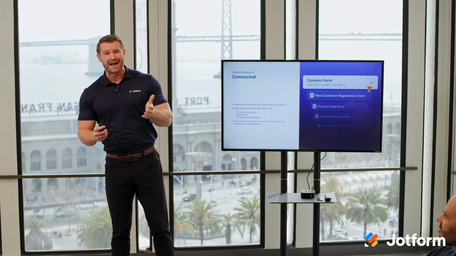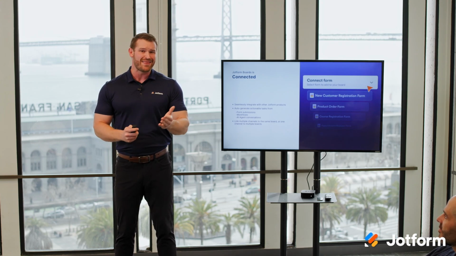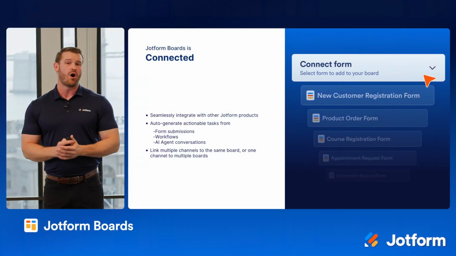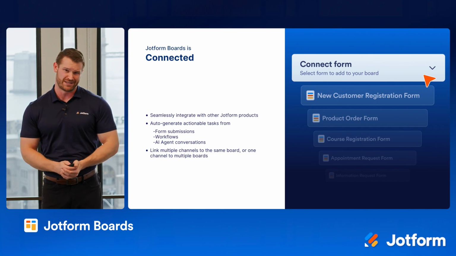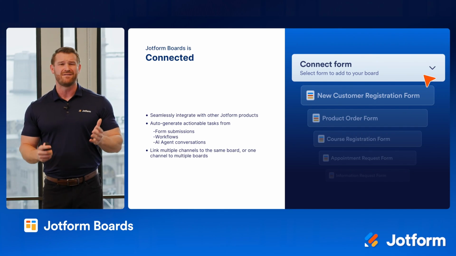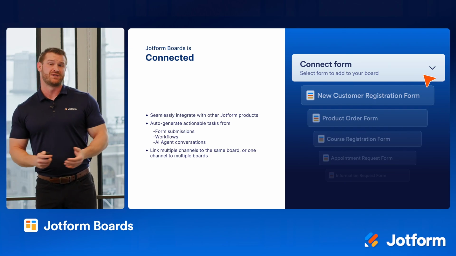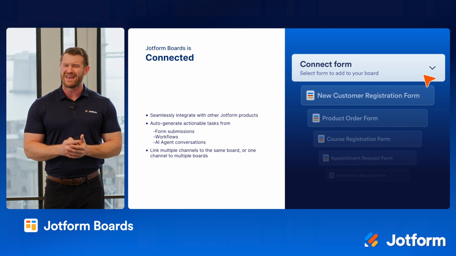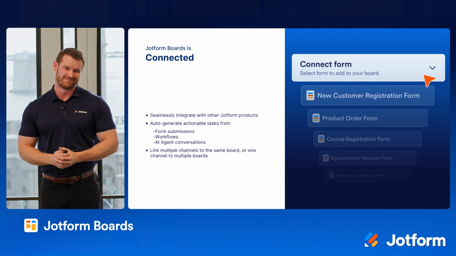Or if a customer asks your Jotform AI agent for a follow-up, the agent can instantly add that request to your board as a task for resolution. You can even link all these channels to a single board, so inputs from any of them show up in the same place. Or inversely, you can have a single channel generate tasks on different boards based on the request. For example, if a user places an order with an AI agent, that task can route to a new order board. But if they ask for a refund, you can route that task to a separate refund board.